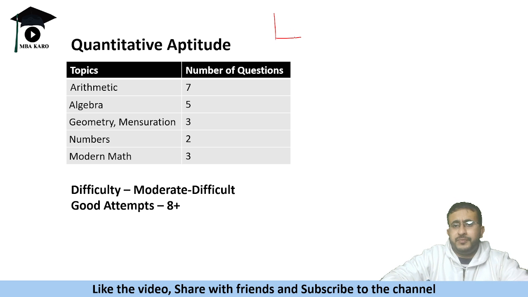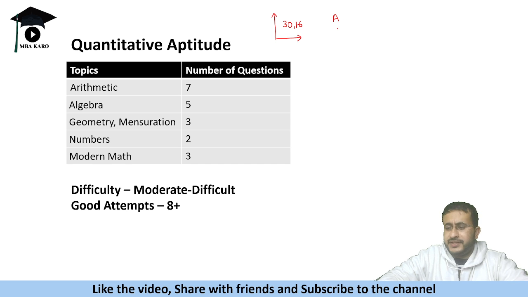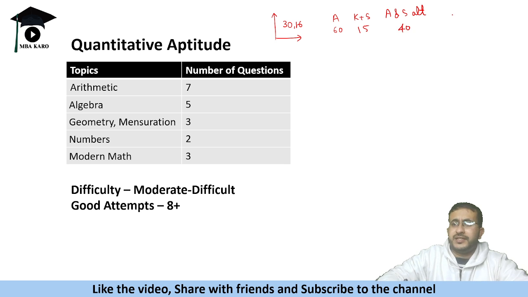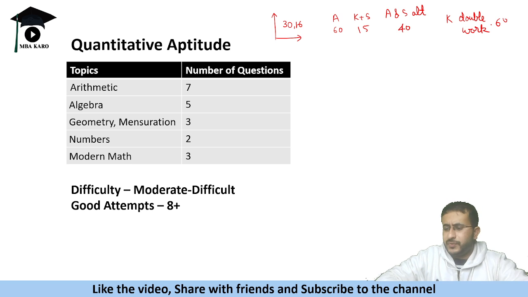One was that two people are going in a vertical direction, with speeds of 30 and 16 kilometers per hour. Another was three people doing work. A does it in 60 days, K plus S in 15 days, and it was given that A and S alternate in 40 days. It was asked for K's work alone. The answer to that question was 60.